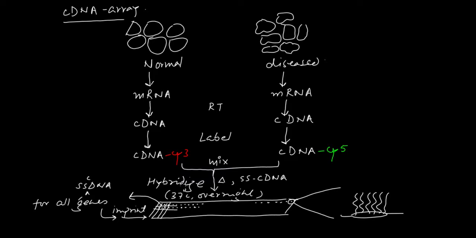So what will happen now? These single stranded complementary cDNAs will anneal to their complementary DNA present on the chip. This is called the microarray chip. So this part is the experimental part. The next part that you will see is actually the computational part.